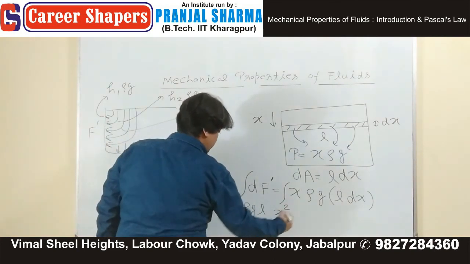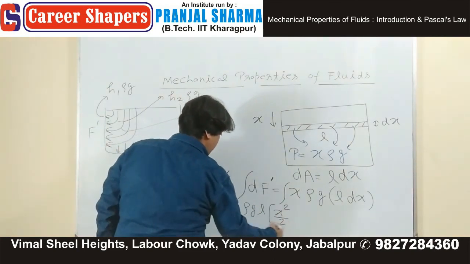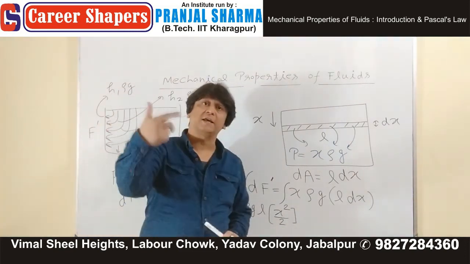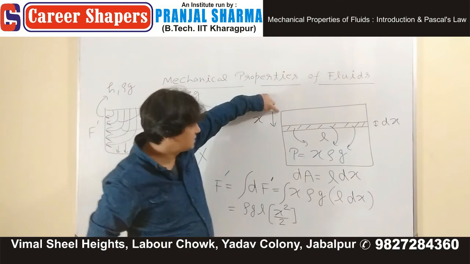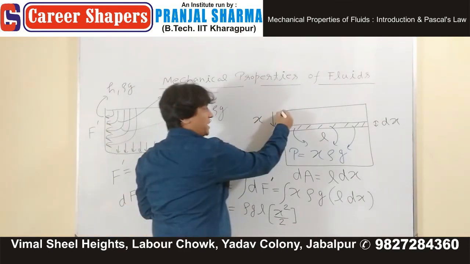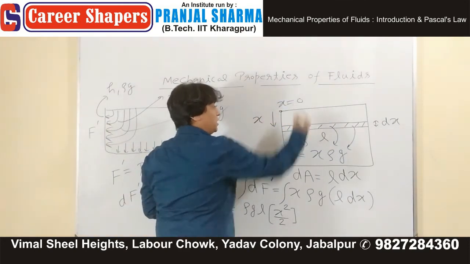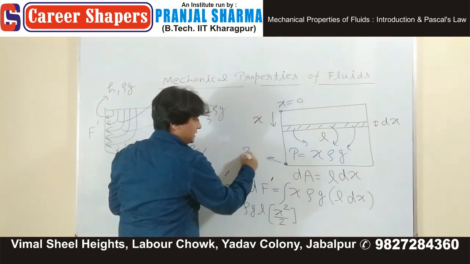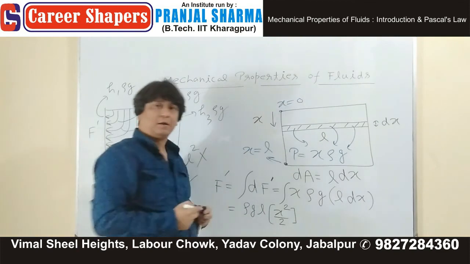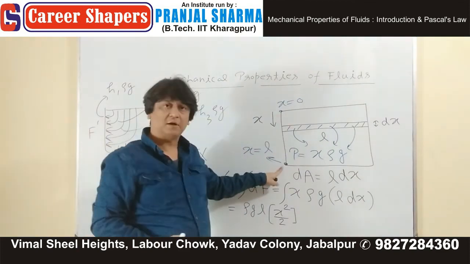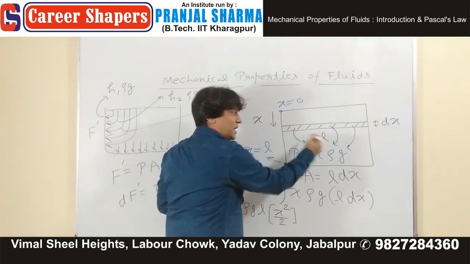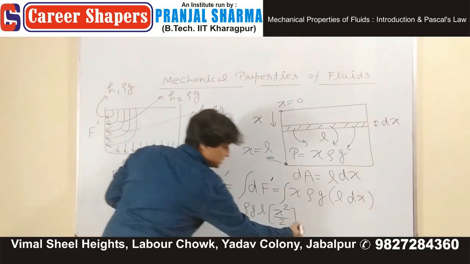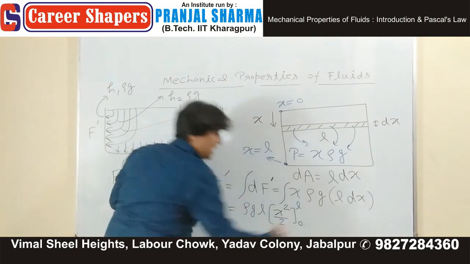Its integration is what? x square by 2. लेकिन आपको अब इंटीग्रेशन को बताना पड़ेगा. कहां से कहां तक? हमने बोला यहां से. व्हाट इज दिस प्लेस? x equals to 0. यहां तक. व्हाट इज दिस प्लेस? x equals to L. यहां से यहां तक जितने फोर्स लग रहे थे उन सबको ऐड कर दो. दैट्स इंटीग्रेशन. सो द लोअर लिमिट इज व्हाट? 0. अपर लिमिट इज व्हाट? L.